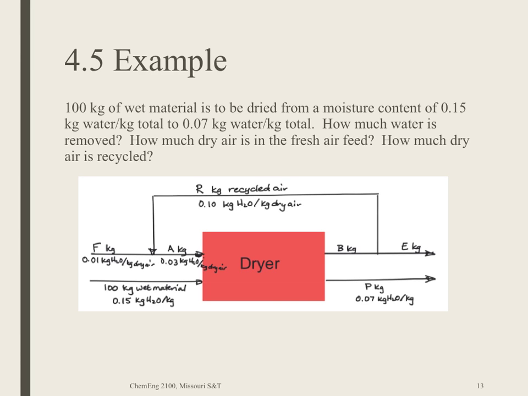In this next example, we're going to look at a situation where the composition is described in an unusual way. We also, in this example, will have another mixing point as well as a split point. So here we have 100 kilograms of a wet material that's to be dried from a moisture content of 0.15 kilograms of water per total kilogram to 0.07 kilograms of water per kilogram total.